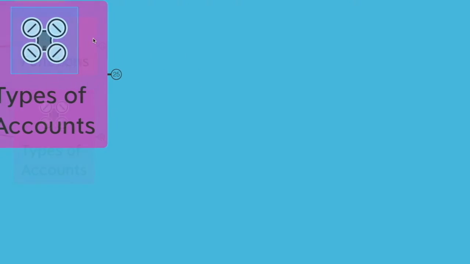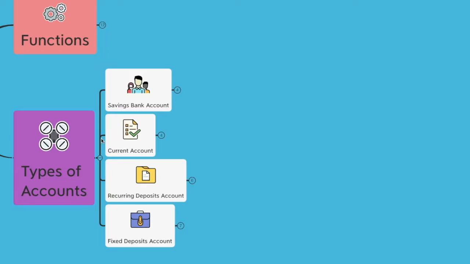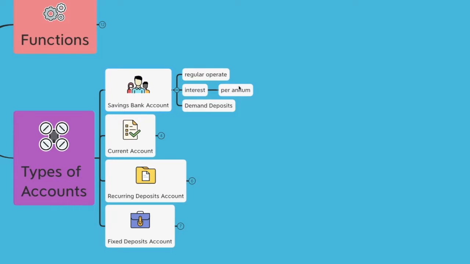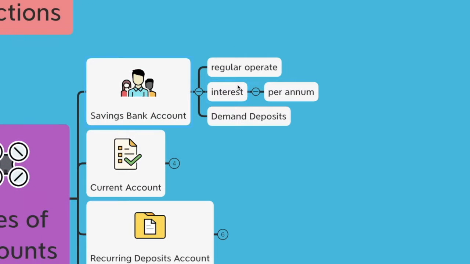Types of accounts. First, we have savings bank account, current bank account, recurring deposits account, and fixed deposits account. Okay, so first, savings bank account. It is for regular operations or for day-to-day usage or for a salaried account, and interest is paid per annum. So you get a certain amount of interest from the bank for the amount that you have kept with the bank. Okay, and this is a demand deposit.